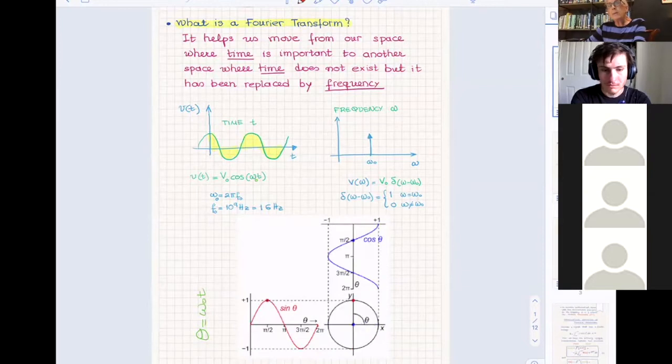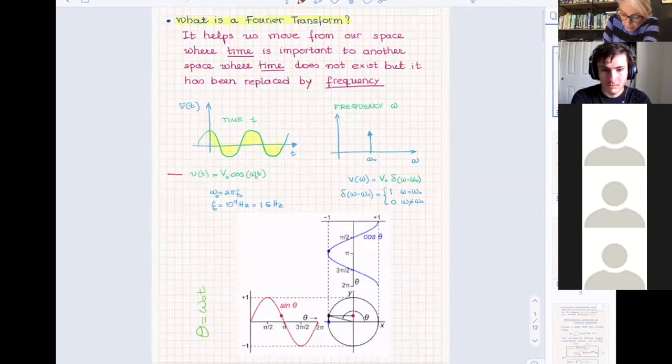Okay, so when we try to do a Fourier transform for a simple signal, which here is the cosine, it has an amplitude of V naught and a frequency omega naught. Now we know that this only has one frequency. So I don't have to apply anything complex to find out that in the frequency domain, I would have practically one frequency, omega naught, and it's here.